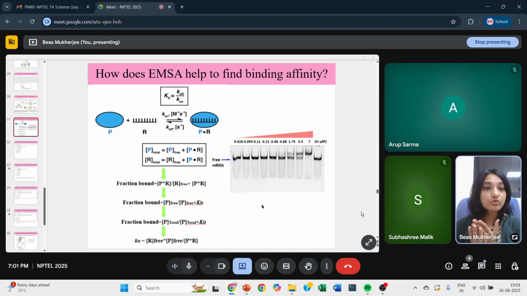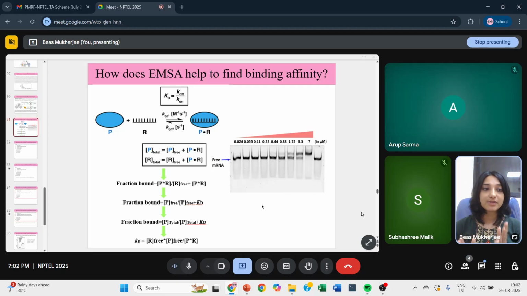Okay, so R total is also R free plus R bound. Now fraction bound is equal to the concentration of the R·P complex divided by free R plus complex, and fraction bound is also equal to free protein divided by free protein plus Kd. So that is how I come to some terms that I know, and from there I can calculate the Kd.